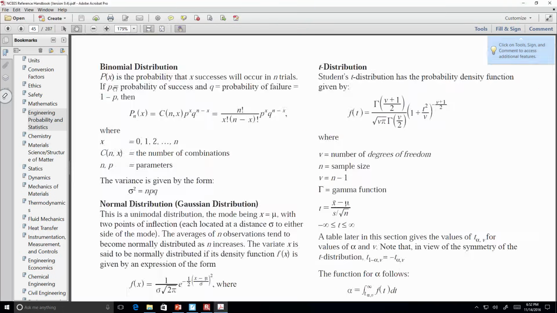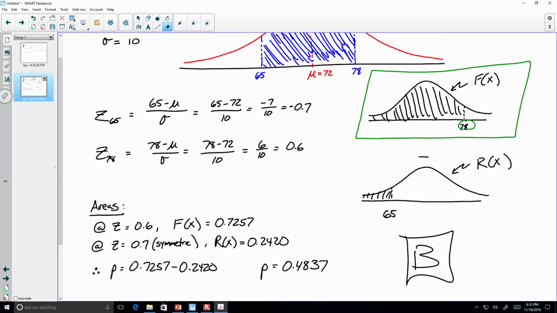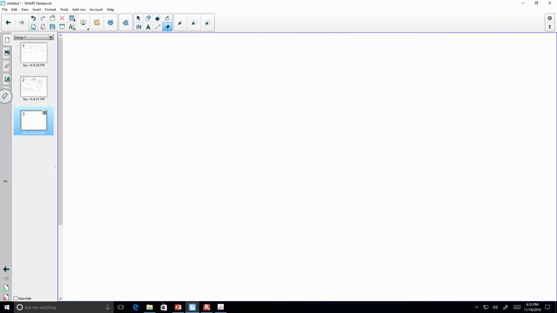All right. So we're looking right here. P of x is the probability that x successes will occur in n trials, if P is the probability of success and Q is the probability of failure. So there's our formula: n factorial over x factorial times n minus x factorial, P to the x, Q to the n minus x. I know it looks pretty nasty, but this is actually a pretty straightforward process if you think about what's going on.